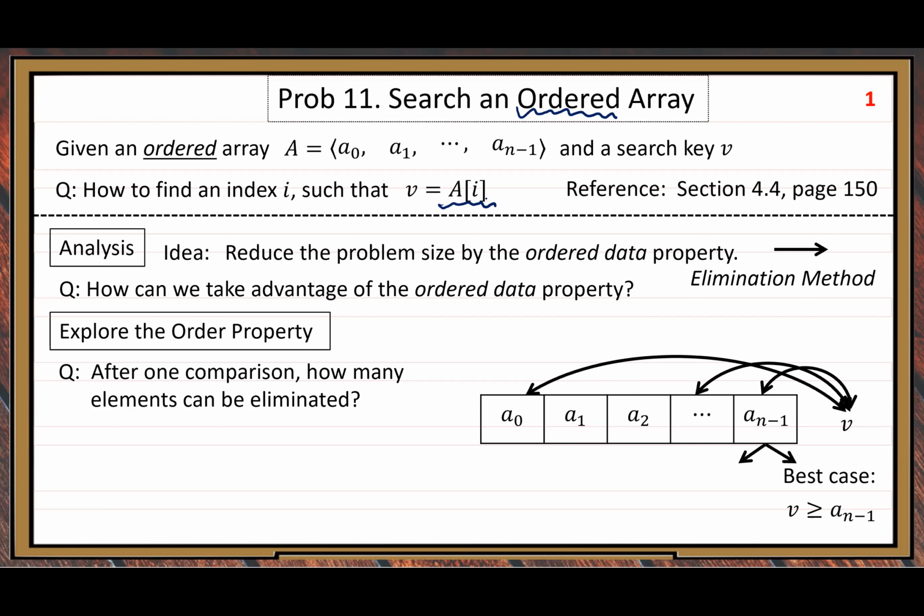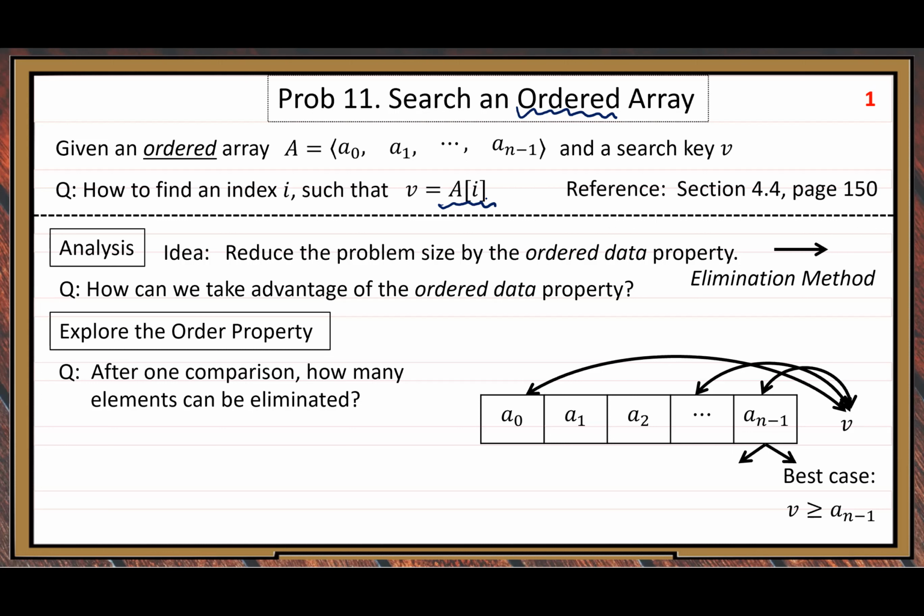This array does not contain the element V, and we can tell the location of this V is greater than the values of all the elements in the given array. So we have that conclusion. So that's the best case. One comparison, we can make that conclusion.